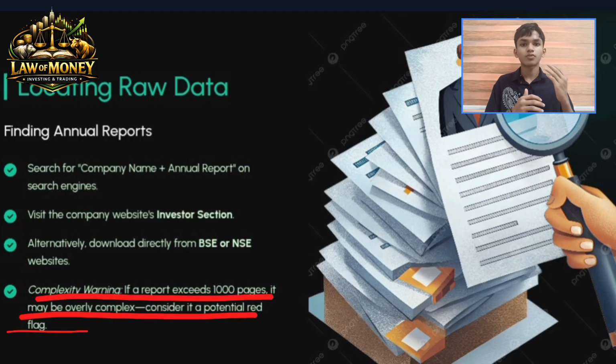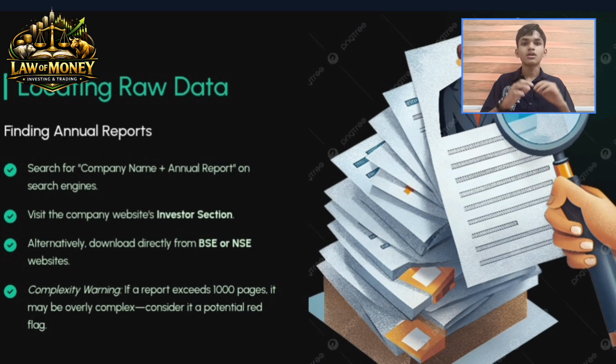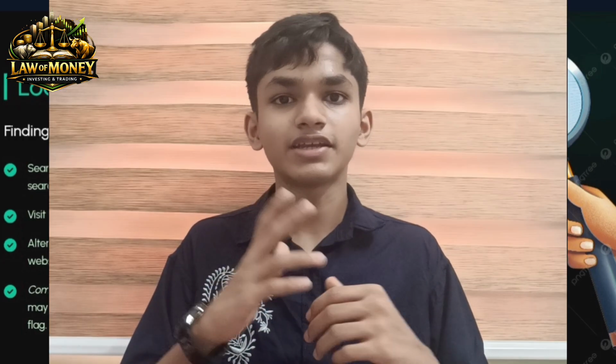If the annual report is over 1000 pages, their management is either extremely verbose or they are trying to bury their mistakes in mountains of boring text. Use the search function, Ctrl plus F, to look for words like litigation, contingent liability, or debt. If those words appear more often than the word profit, you might want to close the tab and go for a walk. Slide 4, Understanding the business.